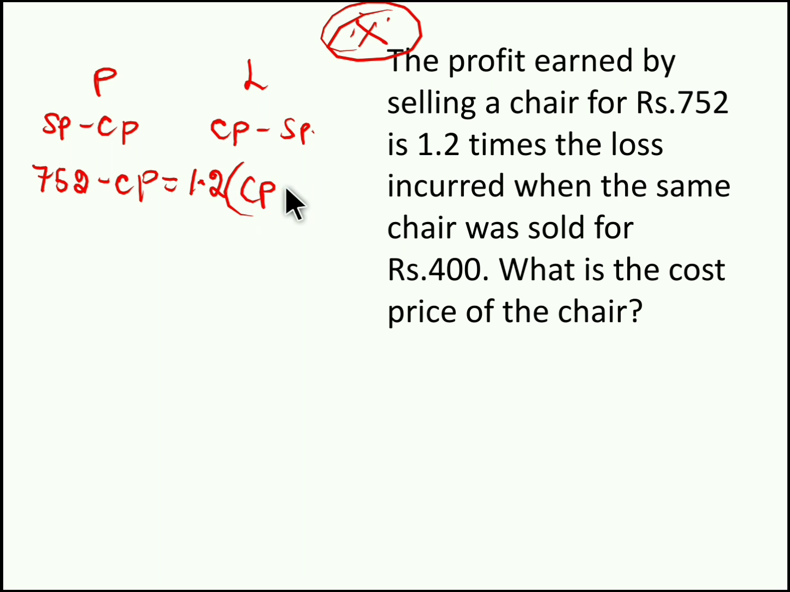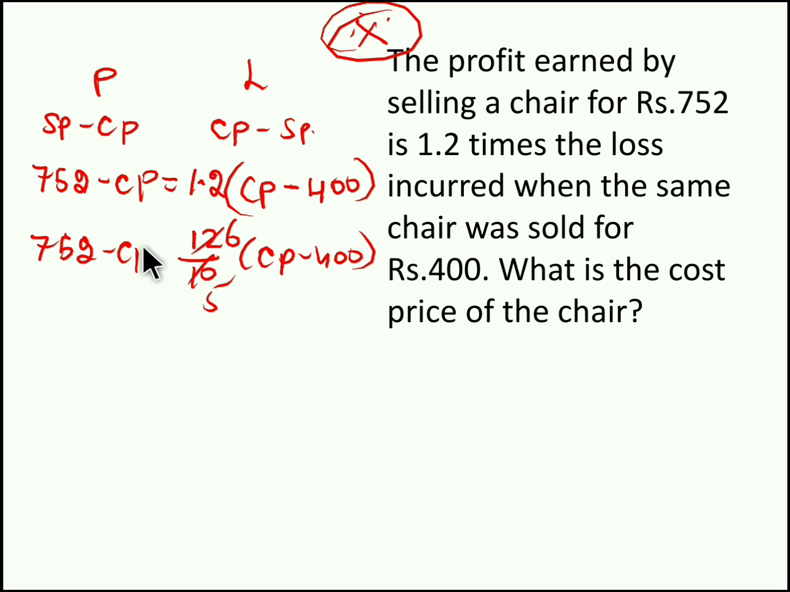So here also we don't know the cost price, let it be CP, and selling price is 400 rupees. Now when we solve this equation, we will get the answer. So instead of 1.2, we can make it as 12 by 10, so that we feel comfortable in solving. So 12 by 10 is nothing but 6 by 5. 752 minus CP equal to 6 by 5 times (CP minus 400). So 752 into 5, we get 3760 minus 5 CP equal to 6 CP minus 2400.